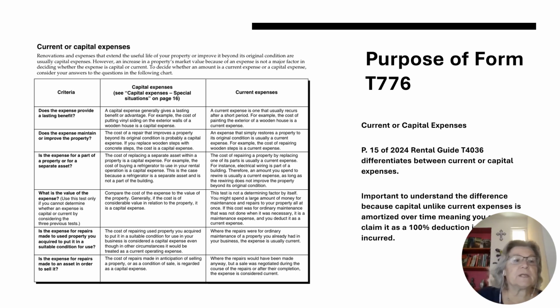And these are great definitions. The criteria: does the expense provide a lasting benefit? A capital expense generally gives a lasting benefit or advantage. For example, the cost of putting vinyl siding on the exterior walls of a wooden house would be considered a capital expenditure. Okay, a current expenditure is one that usually recurs after a short period. For example, painting the exterior of a wooden house would be considered a current expense. And they have different questions here that you can review and see if they apply to you.